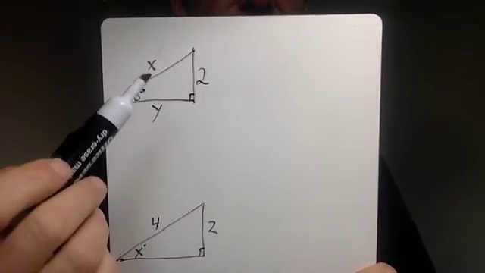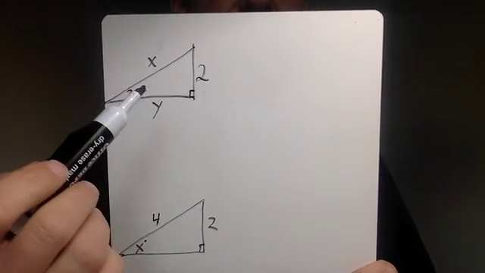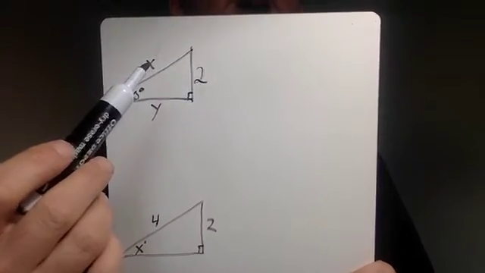So if we're going to solve for x, x is the hypotenuse, we have to use sine. All right, we have to use the 2, that's the opposite side, and then x would be the hypotenuse. Opposite over hypotenuse, that'd be sine. So sine of 30 is equal to 2 over x.